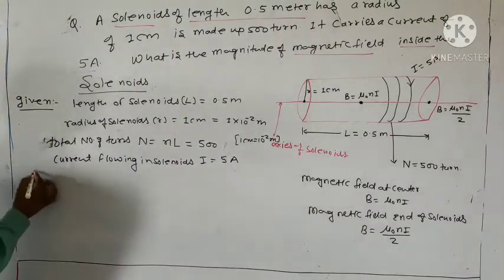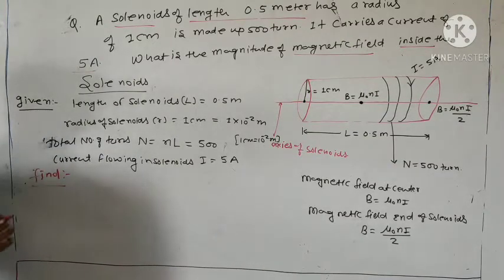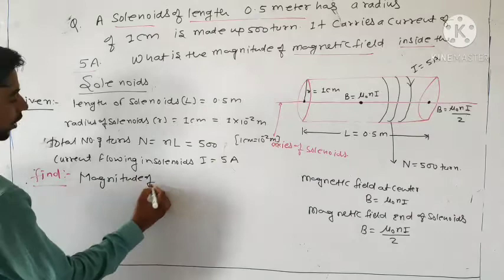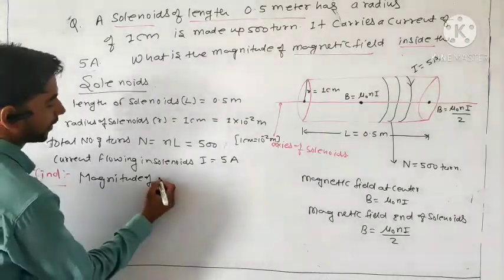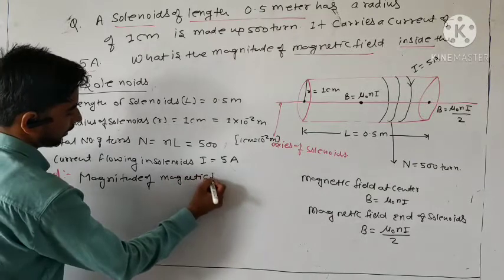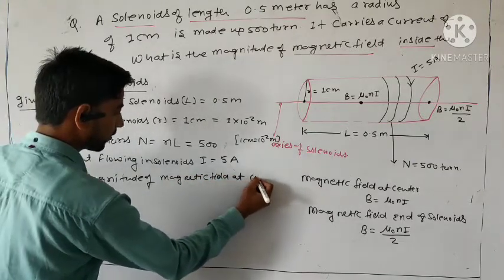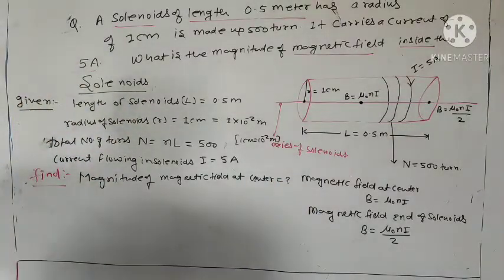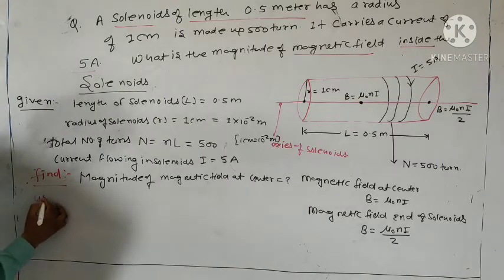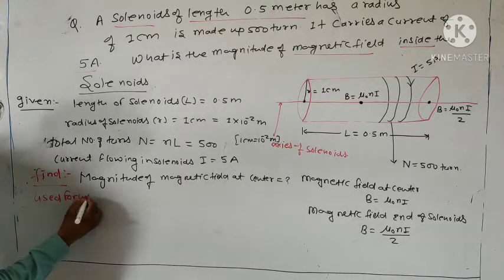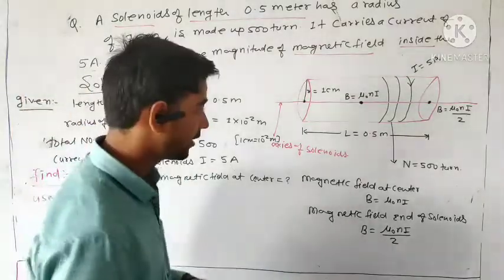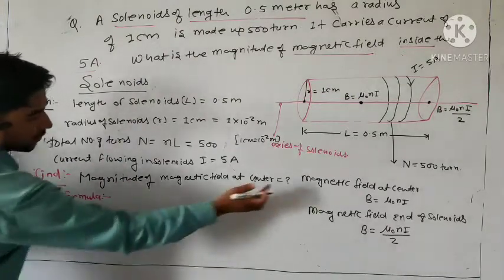Then what do you have to find? Next, you have to consider what you have to find. You have to find the magnitude of the magnetic field at the center, equal to question mark. This is what you have to find. And third, you have to remember the formula used in this question. With the help of whose formula you will solve this question? So the used formula is this one. This one is your formula.